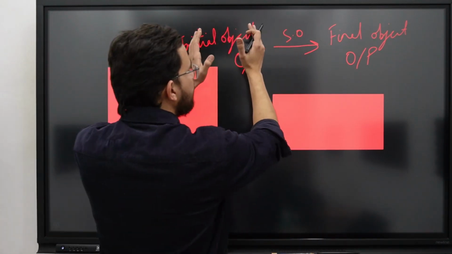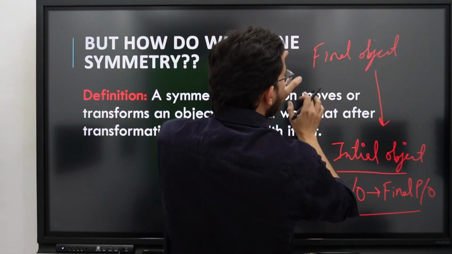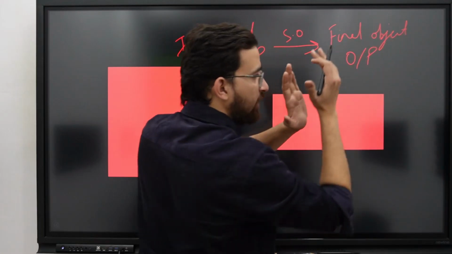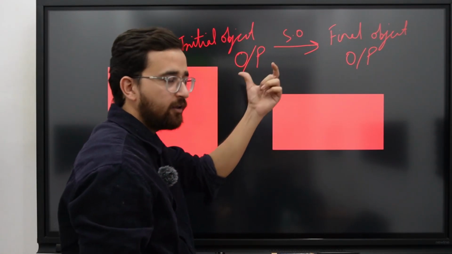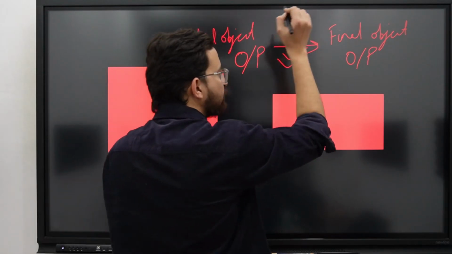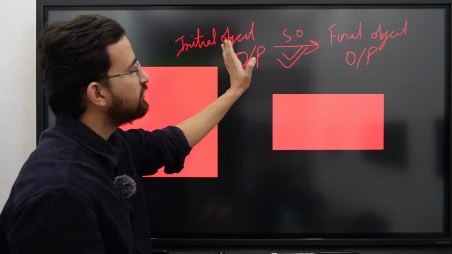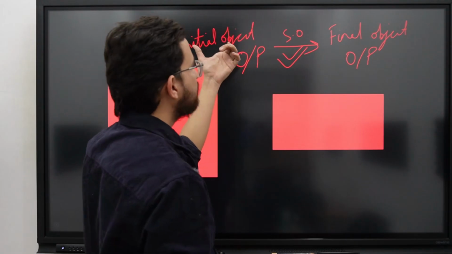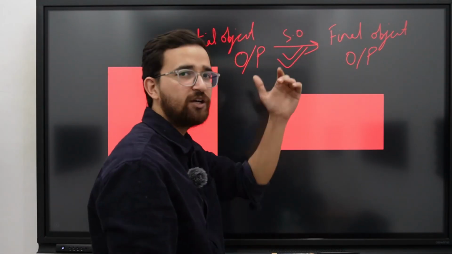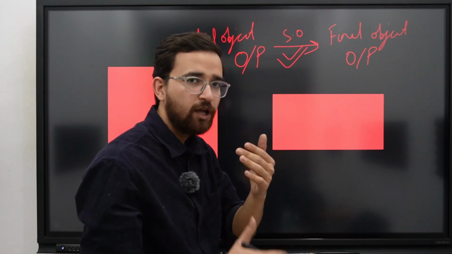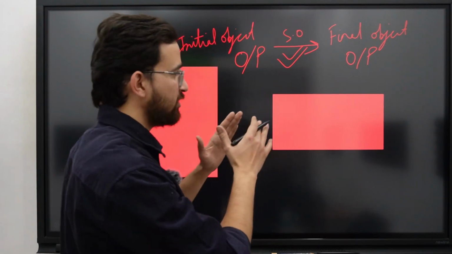Now when these two orientations and positions exactly coincide, that means the symmetry operation that you did actually existed. If the initial object does not overlap with the final object, that means the symmetry element that you're talking about does not exist in the image.